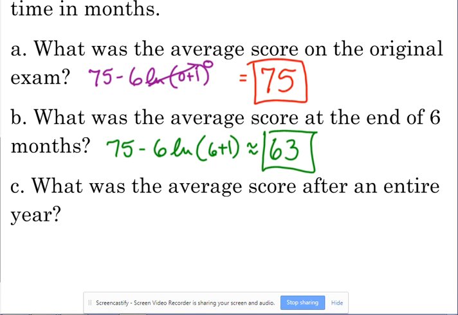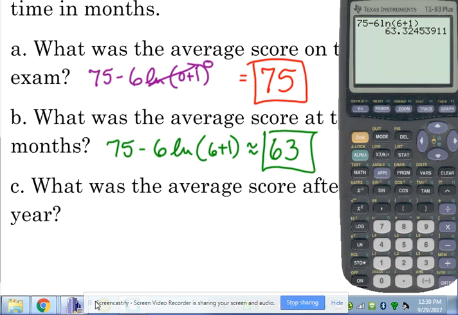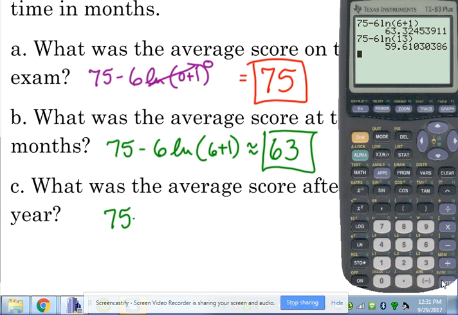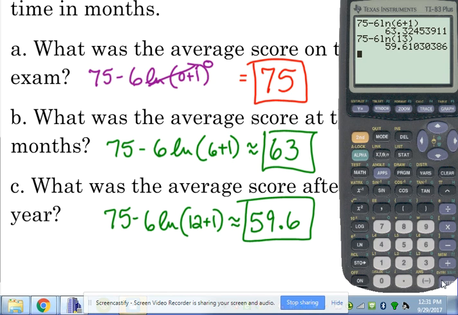And then how about after an entire year? What are we looking at? We're looking at 75 minus 6 times the natural log of 13. Whew, down to a 59.6. So the decline kind of started to level off here. Apparently there was a sharp decrease within the first 6 months, and then it kind of levels off after the next 6 months. But that's kind of what logarithms can do.